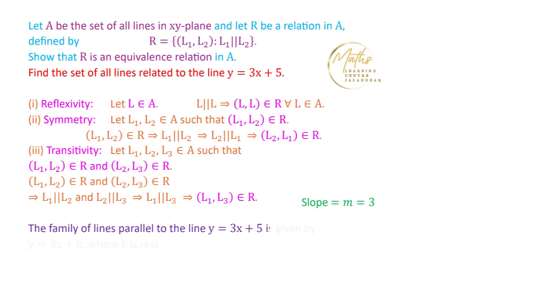The family of all lines parallel to the line y = 3x + 5 is given by y = 3x + k, because the slope is 3. To find the lines parallel to this line, we write y = 3x + k. So this is the family of lines which have slope 3, where k is a real number. These are the required lines which are related to this line by this relation. That is, we are interested in calculating all the lines parallel to the given line.